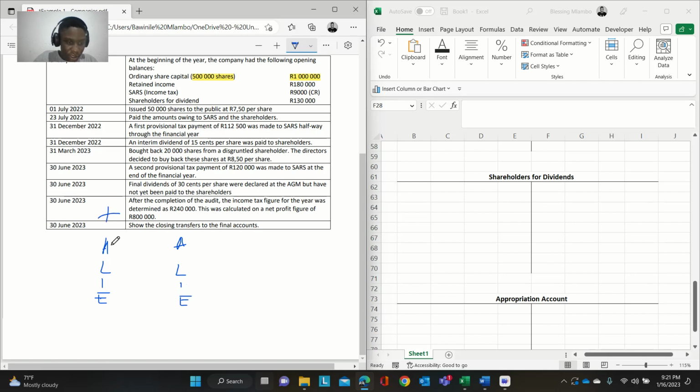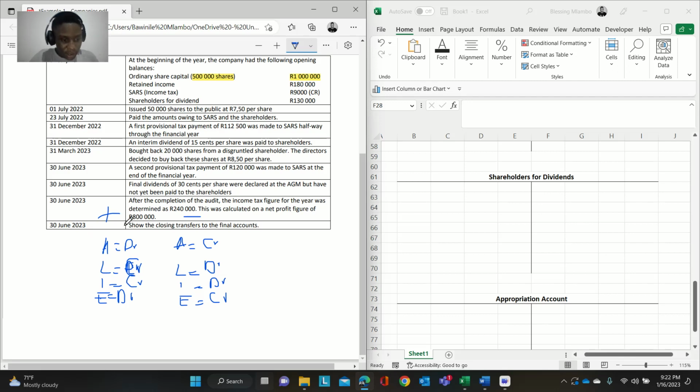So it increases assets, they increase on the debit side, and liability increases on the credit side, income on the credit side. So this is credit and this one is debit. So this one is credit, this one is debit, debit, and then we have credit.